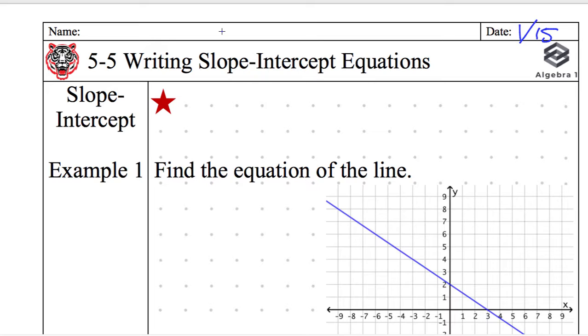So yesterday we learned how to graph. Today we're going backwards. They give you a graph. Now you need to give the equation from that graph. Let's do a little bit of a review. Slope-intercept form. What is that?